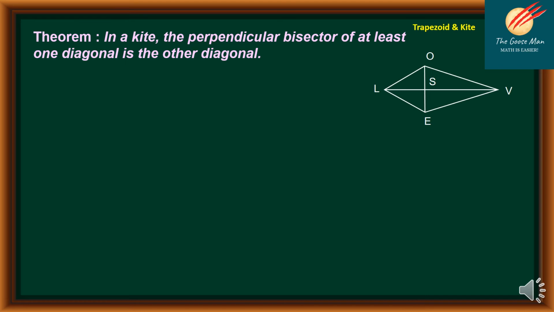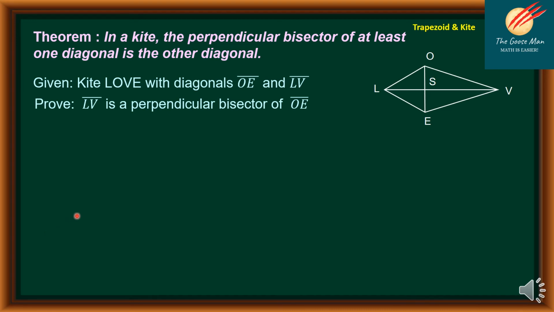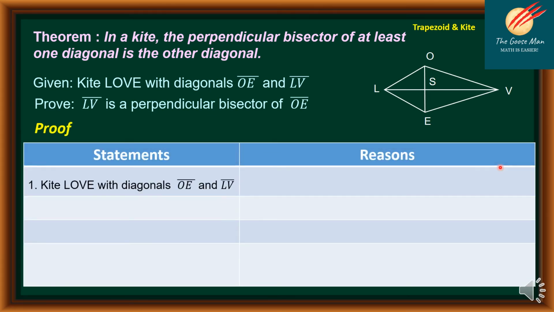Let's consider the illustration on the right side. We have kite LOBE with diagonals OE and LB. LB is a perpendicular bisector of OE. That is the thing that we want to prove. For our proof, our statement number 1 is kite LOBE with diagonals OE and LB. The reason given. Number 2, LB is congruent to LE and OB is congruent to EB because we have the definition of kite.